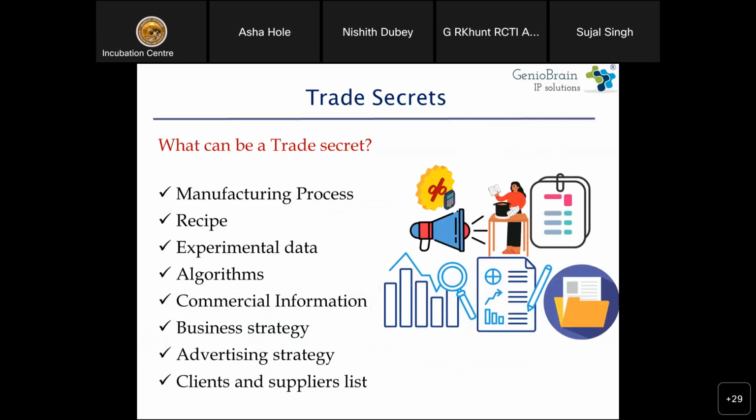If you belong to a computer or engineering background, your algorithm, business strategy, or advertising strategy can be a trade secret. I think everybody keeps these as trade secrets nowadays, so it need not be said. But for the life sciences industry, the manufacturing process, if somebody doesn't want to disclose it to the public, you can keep it as a trade secret.